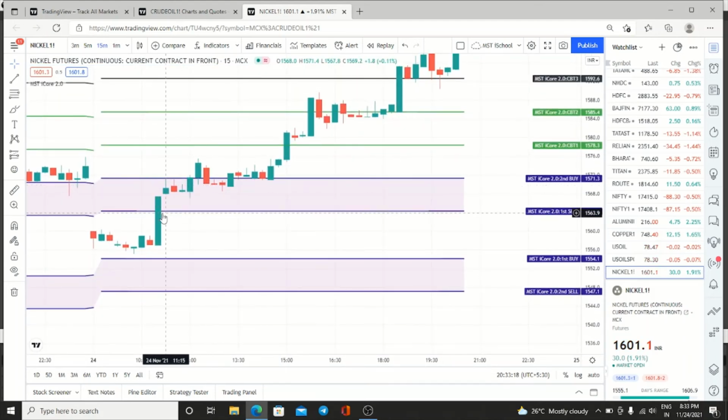If first sell activated, cancel the buy. If first buy activated, cancel the sell. If in sell side target hit, close the trade for the day. That's all. If buy side target hit, close the trade for the day. That's all. Your trade got over.